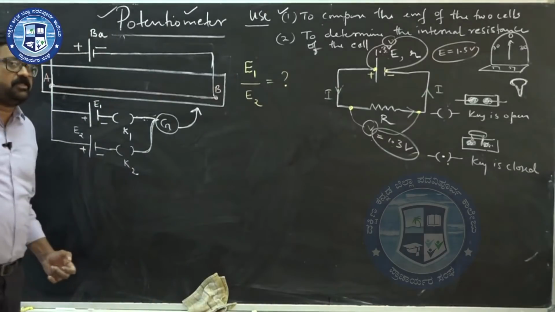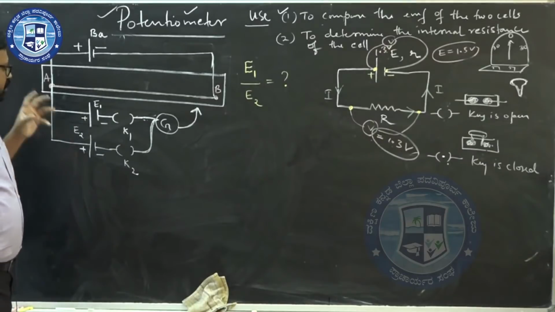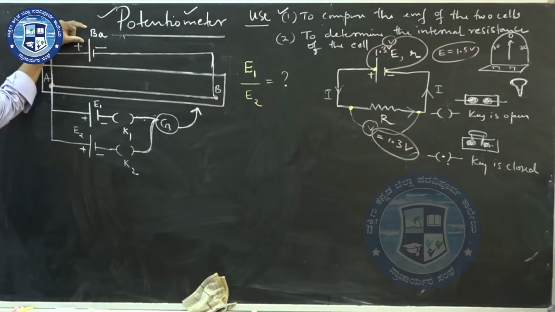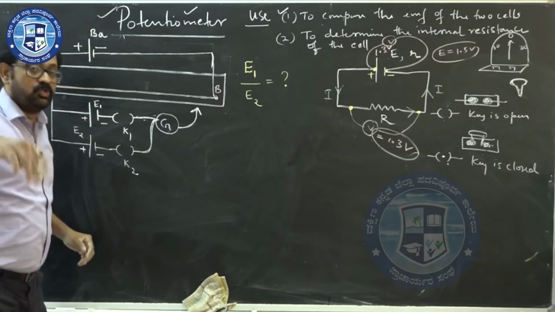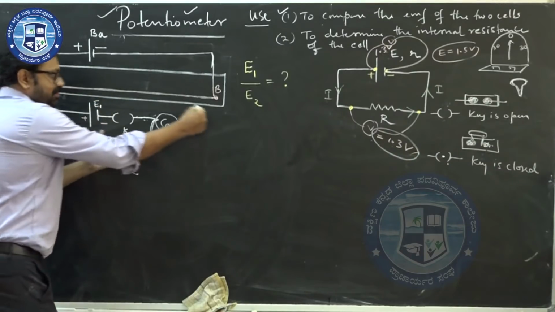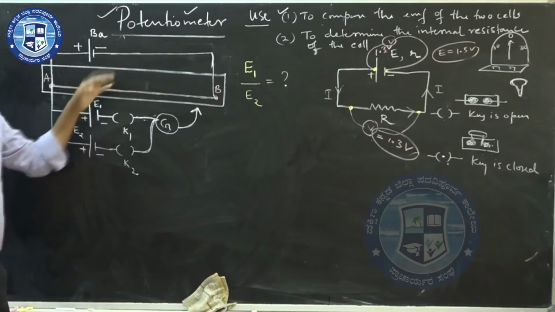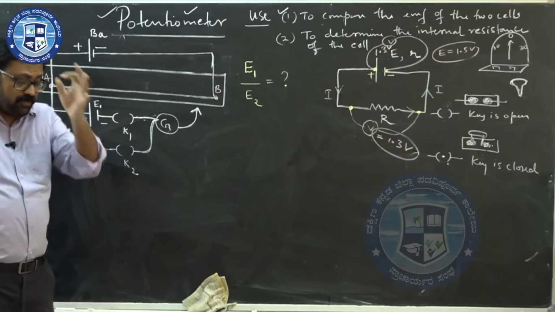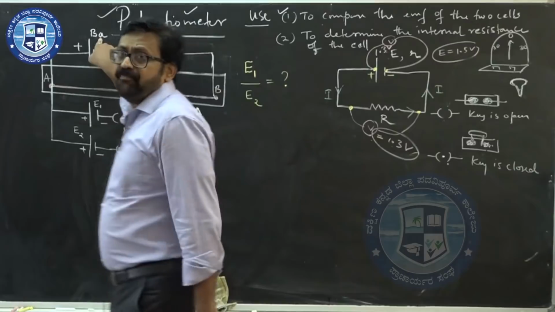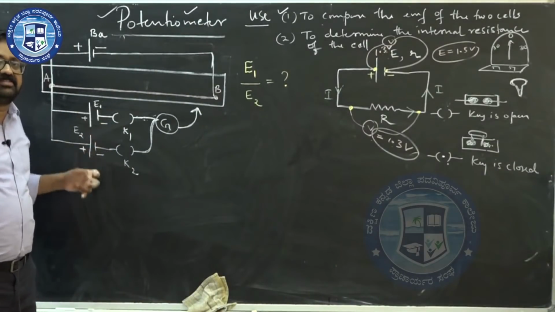Now, before you start the experiment, you have to check one thing. The EMF of this battery used in the primary circuit should be greater than the EMF of these two cells which are used in the secondary circuit. I can call this part of the circuit the secondary circuit. This is the primary circuit, this is the secondary circuit. Before you start the experiment, you have to confirm that the EMF of this battery should be greater than the EMF of the two cells, E1 and E2.